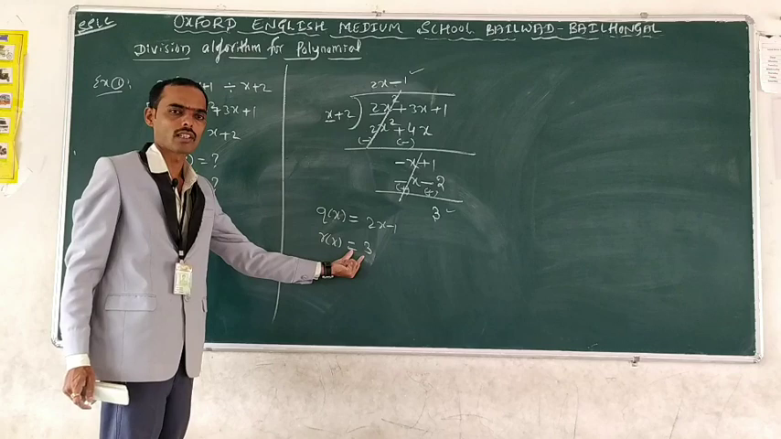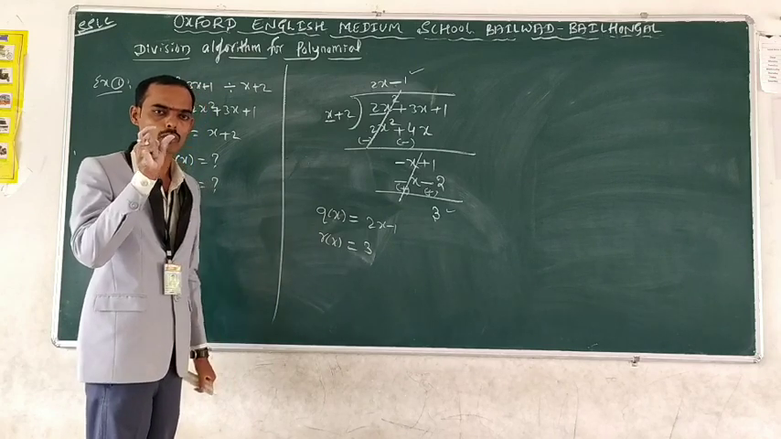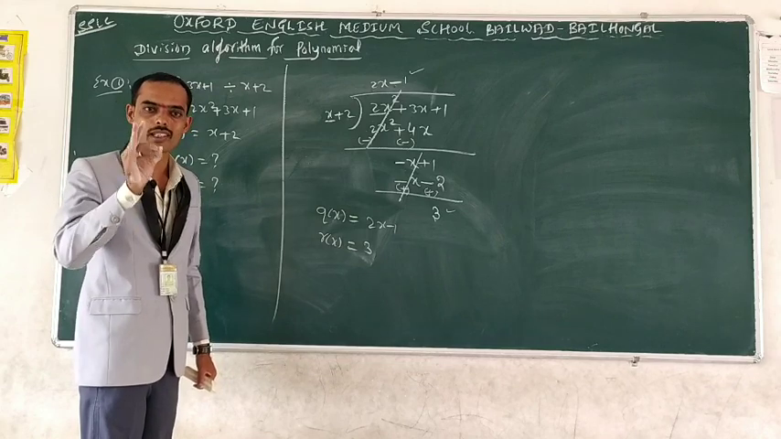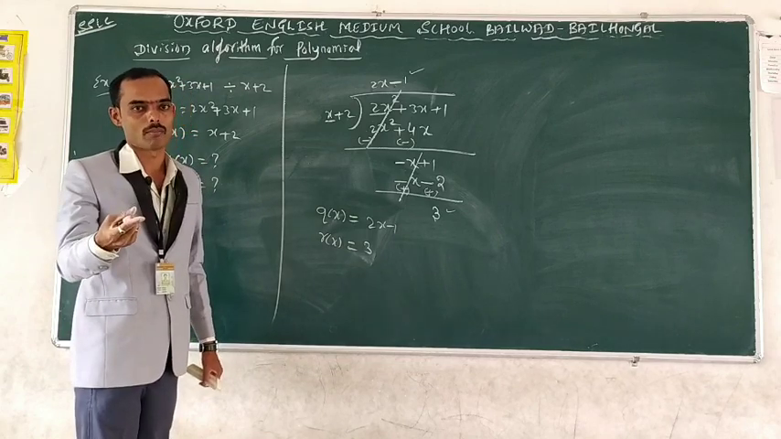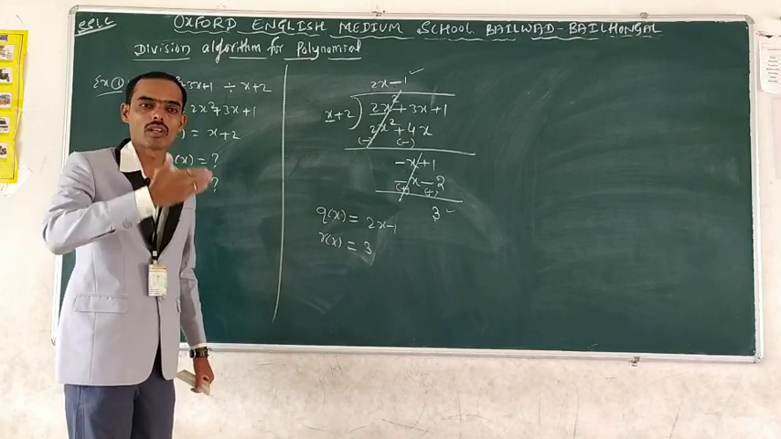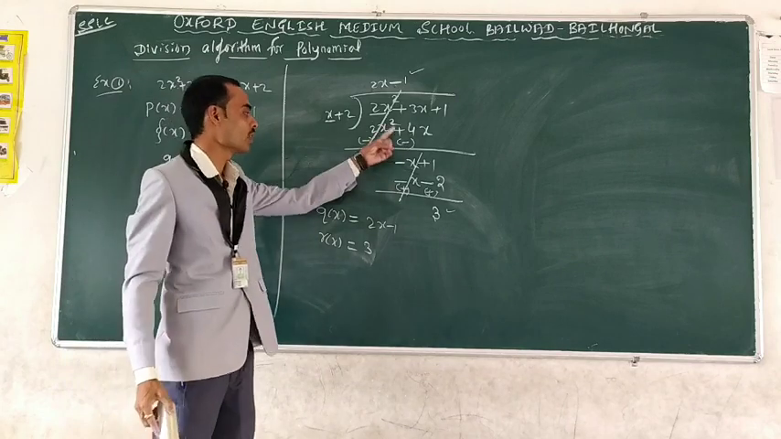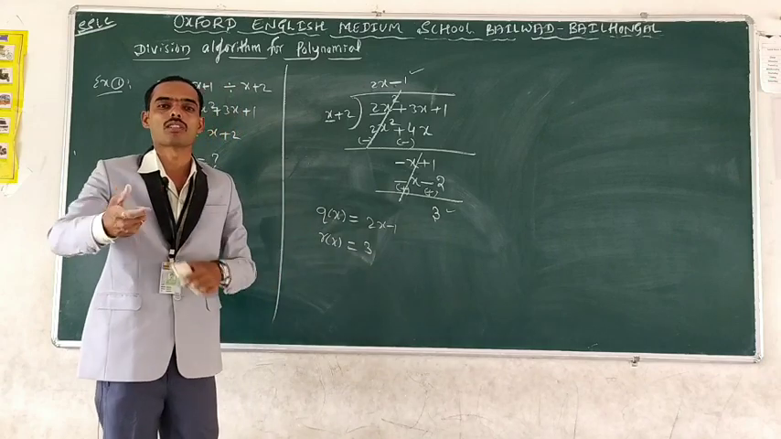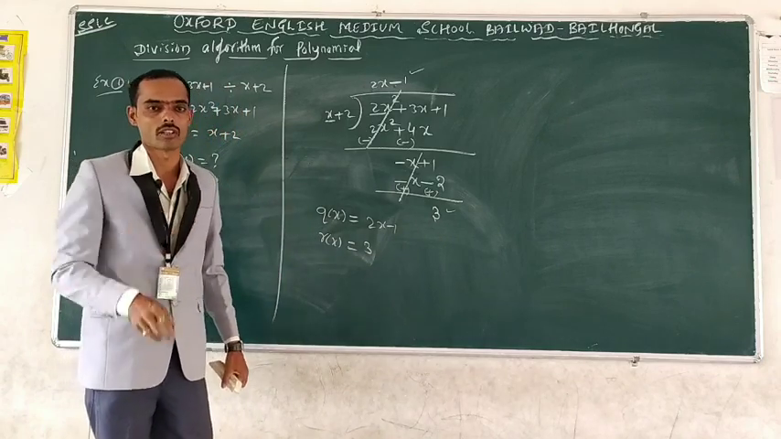I will repeat once again. The first job is to write in decreasing form. The second step is to observe carefully the first term with the first term. We cancel one by one, and then finally we get the remainder. You can solve some more examples based on the division algorithm. Thank you.